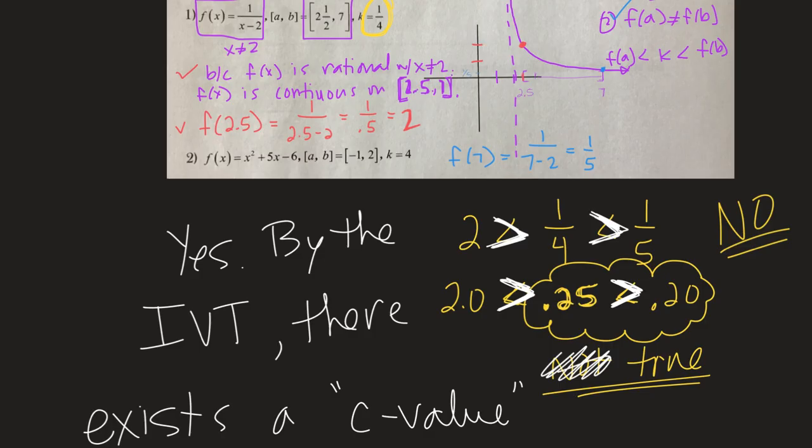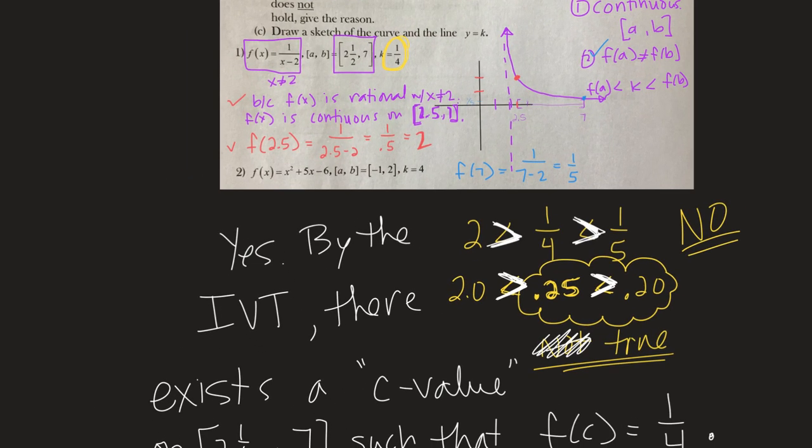2 1/2 to 7, right? That's our closed interval that we're talking about. There exists a c value on this closed interval such that f of c equals what? f of c equals 1/4. Okay, so that is the conclusion of our intermediate value theorem.